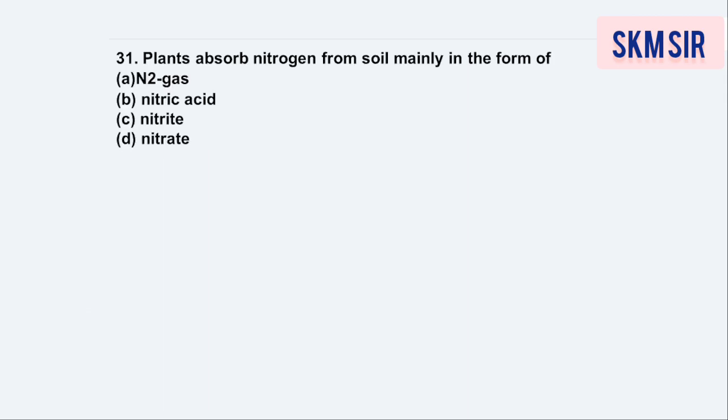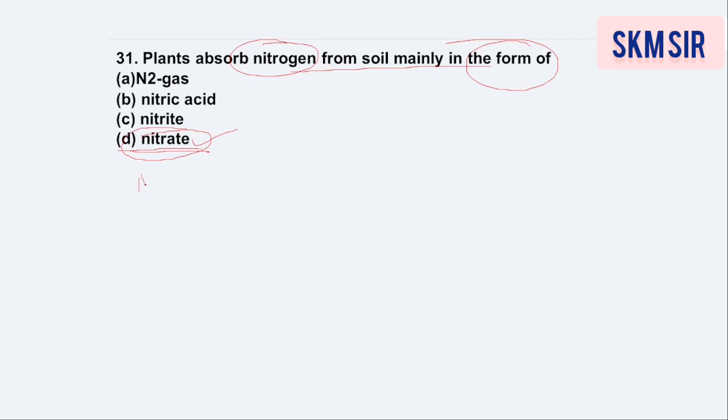Okay. Now the 31st question. Plants absorb nitrogen from soil mainly in the form of, so it is very easy, dear students. What do you think? NCERT has written nitrate. So it is nitrate only. But many of you might think, why not nitrite? Dear students, when you think about the conversion, nitrite finally converts to nitrate, right? There is formation of nitrate.